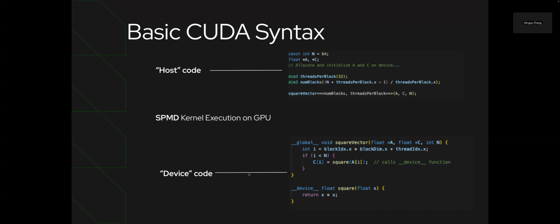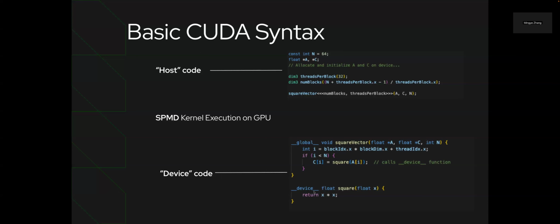Then we can go to the device code, the GPU code. Here's the function signature for the kernel square vector. As you see, there's this global declaration, and this essentially means that for this kernel, the entry point is from the host code, the CPU code, and then it will be executed on the GPU. So this code computes the index of the thread, and if the thread index is less than the length of the vector, it computes the square of the input vector element and then stores that in the output vector element. And here's the definition of square, which is also a kernel.